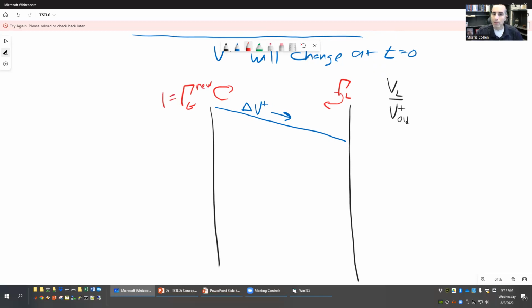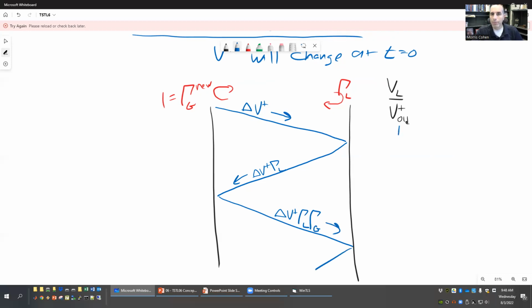When this delta V positive reaches the load, it's going to reflect. We know what the reflection coefficient is. It's gamma L. And so delta V positive multiplied by gamma L is the value of the voltage wave moving this way. And this will reflect like that: delta V positive gamma L times gamma G. In this case, gamma G is 1, so it's a little simpler. And that wave is moving this way, and this process will repeat, all right?